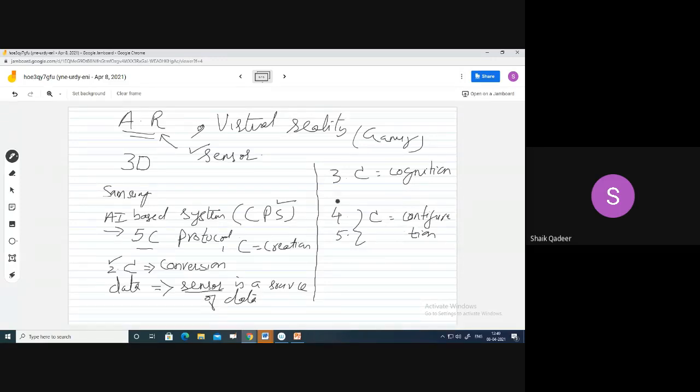Okay, let us not go into the third C, fourth C, fifth C. Let us restrict ourselves to the first C and second C. These two together make a course called TE, Transducer Engineering. Transducer engineering covers the creation of data and conversion of data from one form into another form. Hope you all understand.